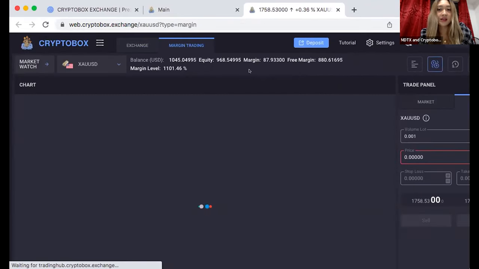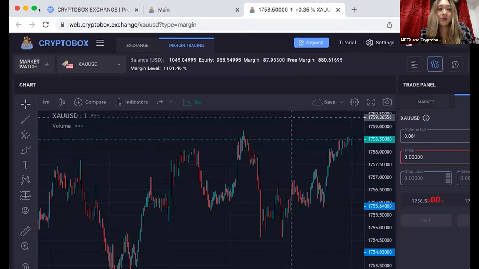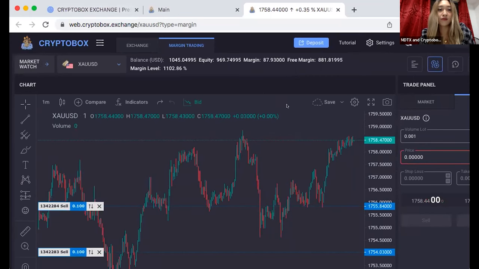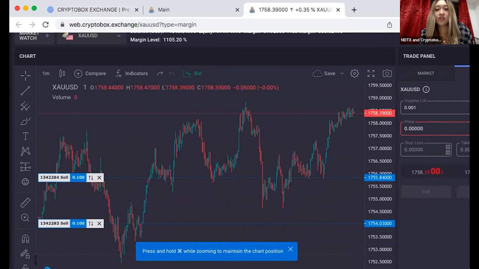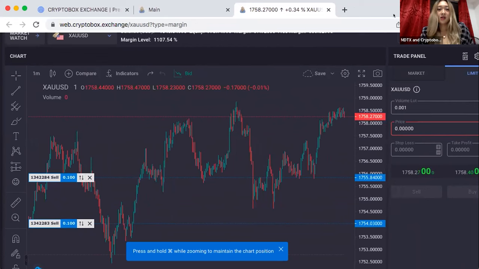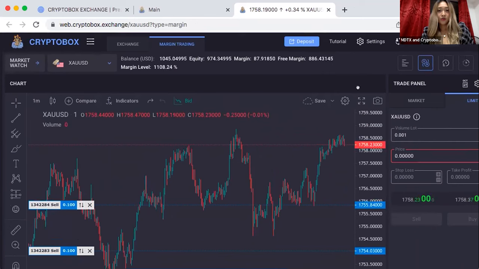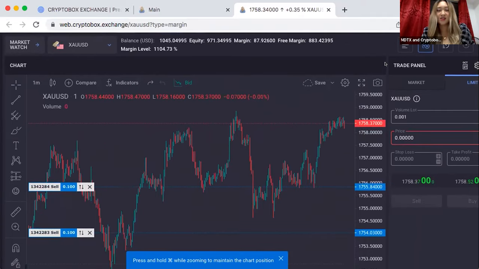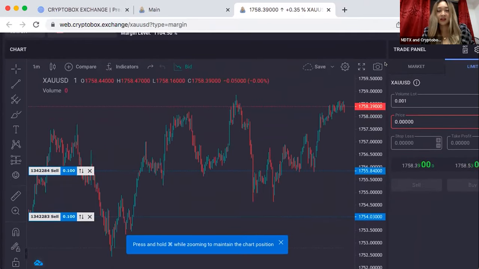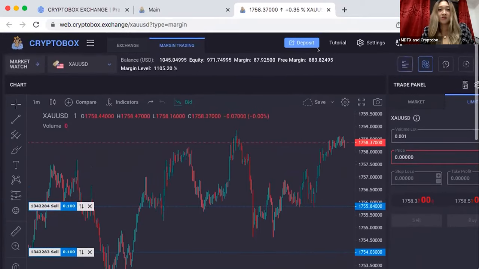Okay, so this right here is the Cryptobox Exchange trading platform, where all of the action and the trading and the money making happens. I just want to do a little introduction and go through what is on the interface, especially for those who are new to it. I know it might look intimidating, but once I go through this, it's actually really simple. So this is your interface right here.